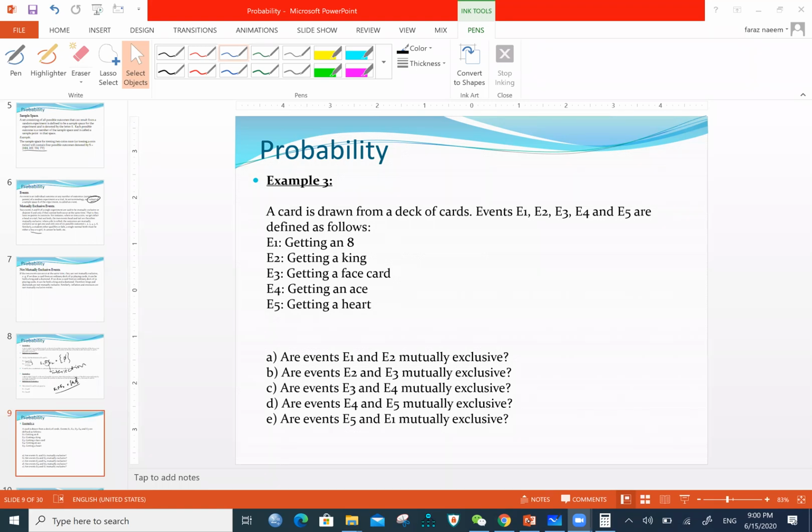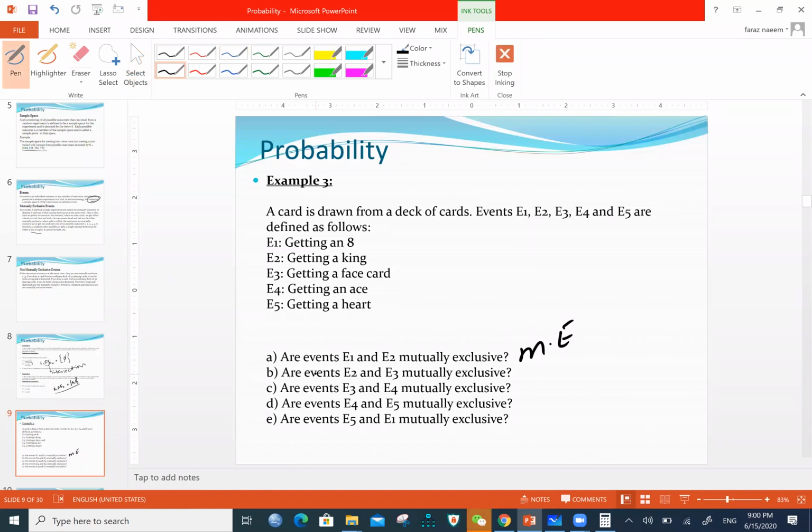They cannot exist at the same time, so it's no. Yes, so it is mutually exclusive. They cannot occur together. Either you will get an 8 or you will get a king. You cannot get both together. So they are mutually exclusive. Understand?